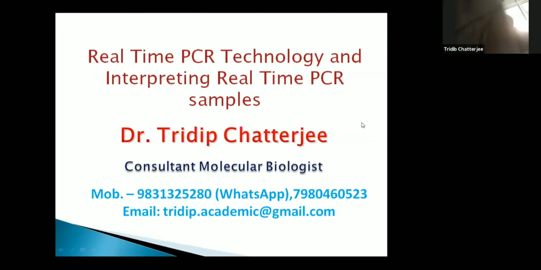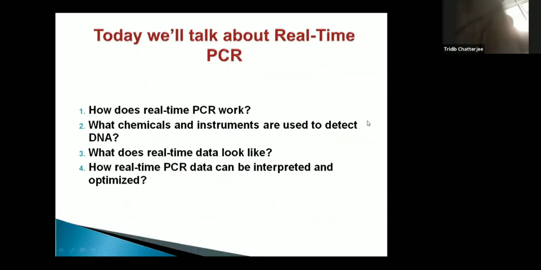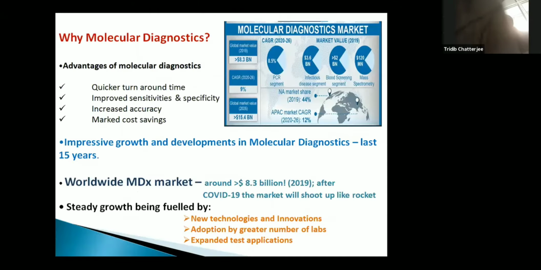Now, before starting real-time PCR, let's have a look at conventional PCR, or polymerase chain reaction, as a technique, because if we do not understand conventional PCR, it is very difficult for us to understand real-time PCR. I have already discussed this, so let's move on to the next part.